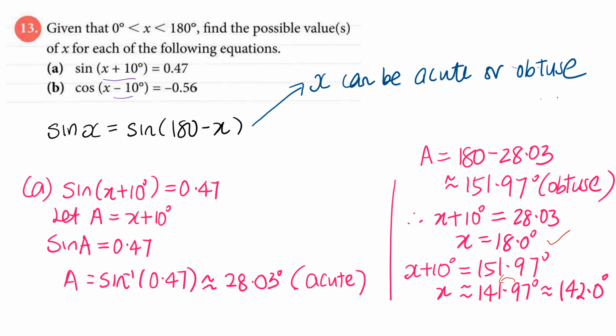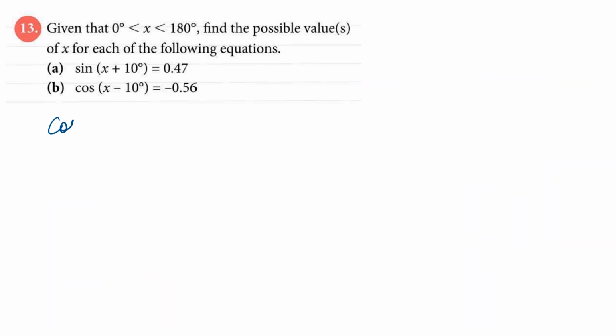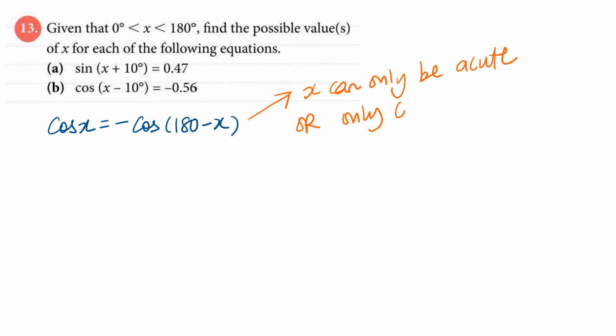So we're going to use the same method to do part B. Okay, so for cosine, it's a different story. Cosine x equals negative cosine of 180 minus x. So therefore, your angle x can only be acute if the ratio is positive, or only obtuse if the ratio is negative. Okay, so we're going to use the same method as what we've done earlier. We're going to just replace your x minus 10 degrees with the letter A.